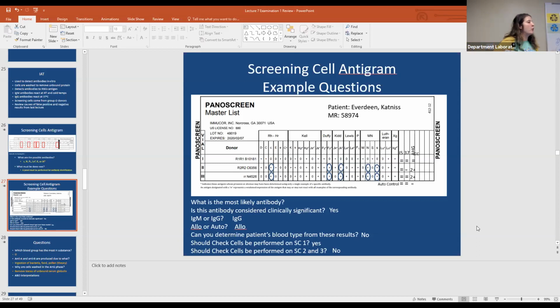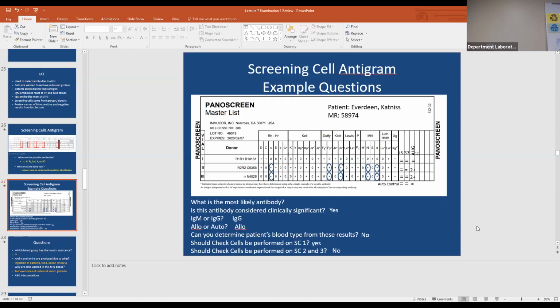Sarah brings up a very good point. I want you guys to hear this really quick. If at any phase you have a positive reaction, initial spin, 37, AHG, your IAT is interpreted as positive. If you are dealing with an IgM antibody that reacts at initial spin, it's very common for IgM antibodies to react at initial spin and then go away at 37 and AHG. So you would have reactions at initial spin, and then negative reactions at 37 and AHG. That is still interpreted as a positive IAT. So if you have a positive reaction in any phase of testing.